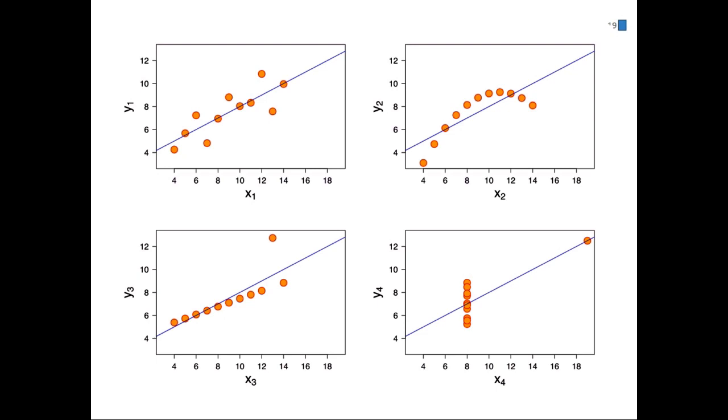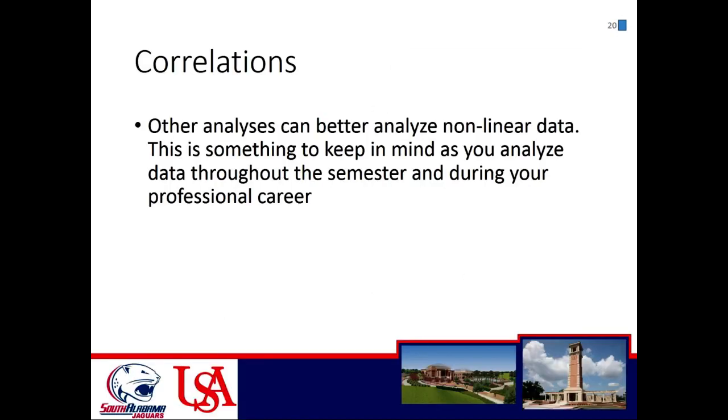So the lesson you should learn from that is other analyses can better analyze nonlinear data. And this is something to keep in mind as you analyze data throughout the semester and during your professional career. So one thing you should do whenever you're thinking that you need to run a correlation or a regression or any analysis that looks at the relationship between two variables is go ahead and make a scatter plot. Try to get a general inference of the shape of your data. So try to get a general understanding of what your data looks like. What is the shape of your data?